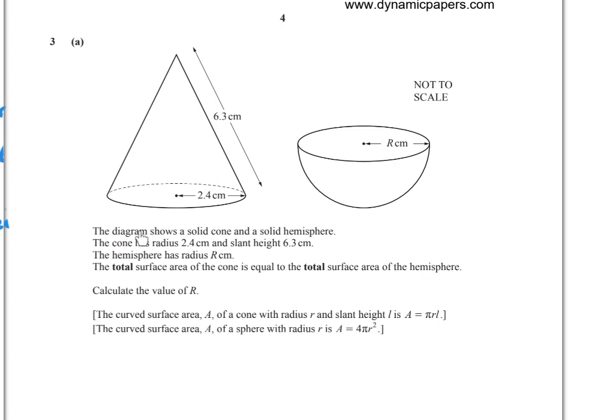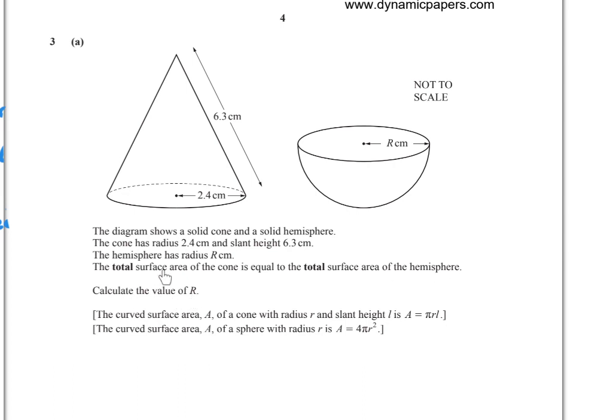3a. The diagram shows a solid cone and a solid hemisphere. The cone has a radius 2.4 cm and slant height 6.3 cm. The hemisphere has radius r. The total surface area of the cone is equal to the total surface area of the hemisphere. Calculate the value of r.